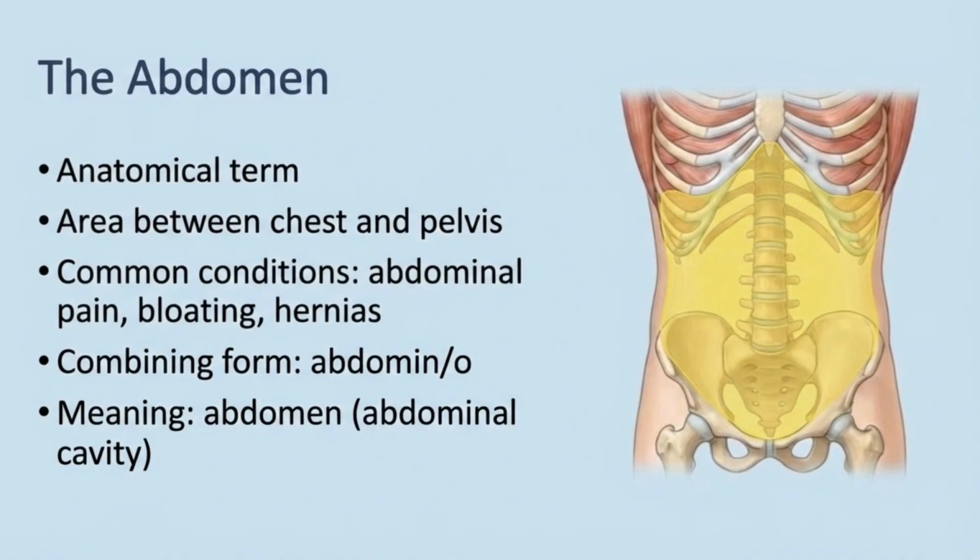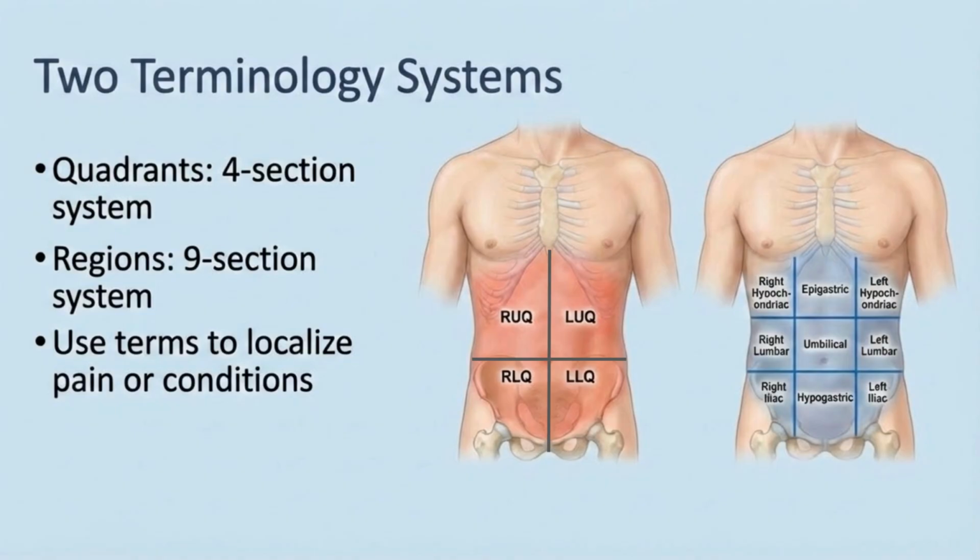In medical terminology, the abdomen refers to the area between the thorax and the pelvis. This term is commonly used in patient charts, assessments, and diagnostic reports. Medical terminology uses two standardized systems to describe abdominal location: quadrants and regions. Each system provides a structured way to communicate where pain or symptoms are located. Choosing the correct system depends on how detailed the documentation needs to be.